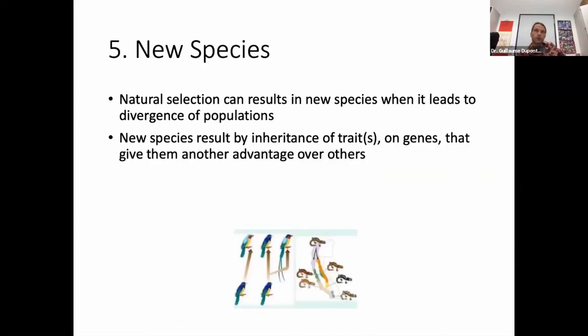And finally, the last aspect then of natural selection is the origin of new species, which requires the divergence of populations. So we select certain traits and certain genotypes, and then new species can arise over time. This is Darwin in a nutshell.